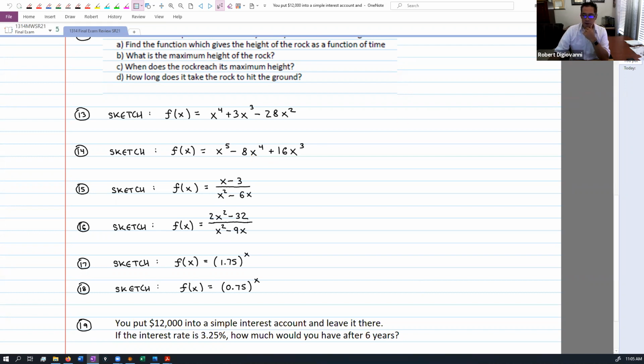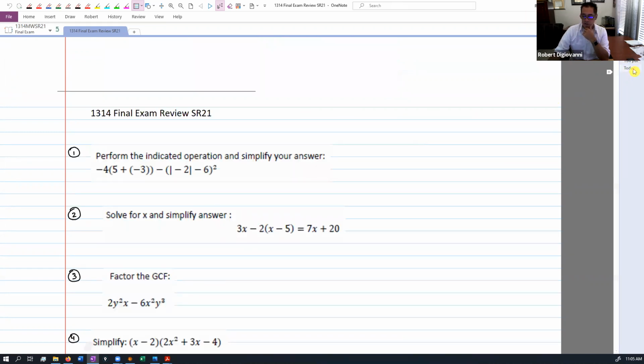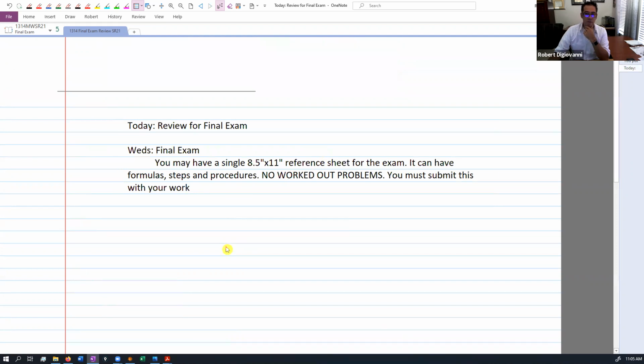You'll have to submit that with your work. So you will have to send that to me with your work, and if it has things on there that aren't okay, then points will be deducted. So I just want to make sure everyone's clear on that. If you have questions, now's the time. Any questions over anything else before we start the review?